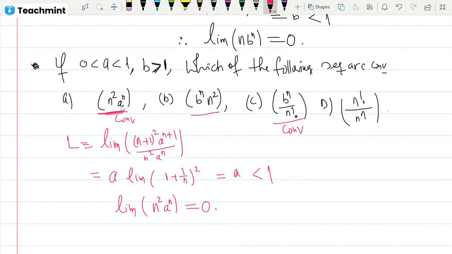Similarly, if you replace a by b, you will get the limit L equal to b, which is greater than 1. Therefore, this is a divergent sequence, unbounded above. Now we are left with only one question. So you think of this question.